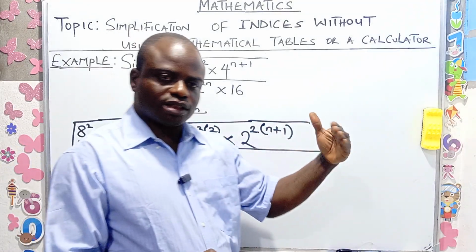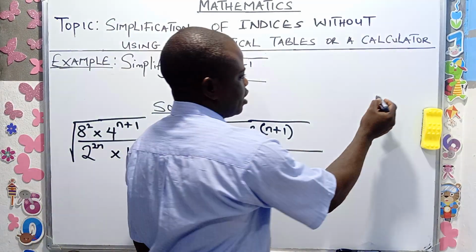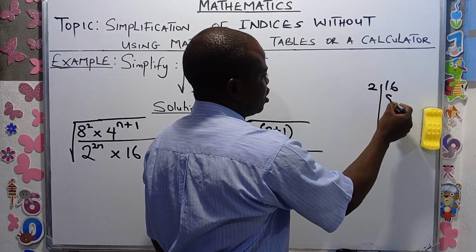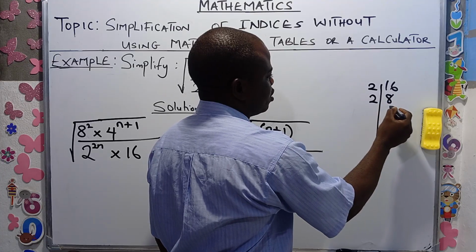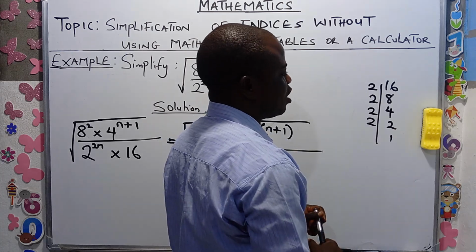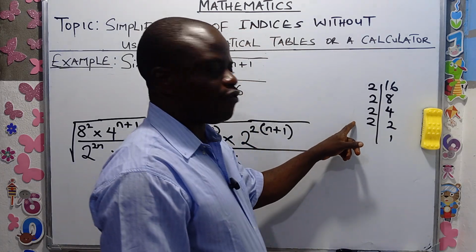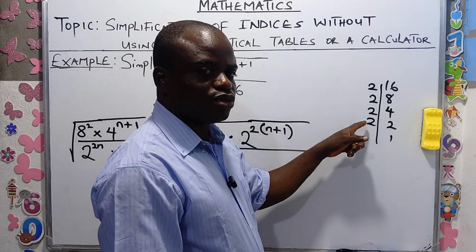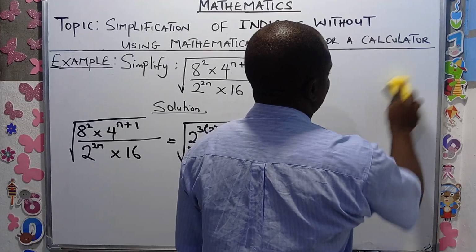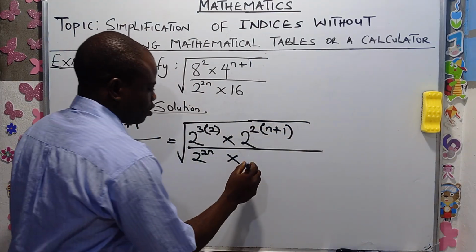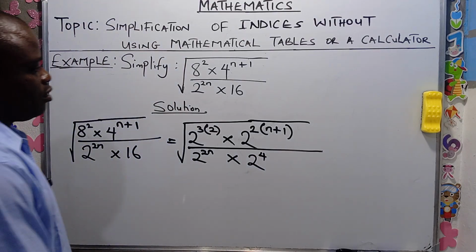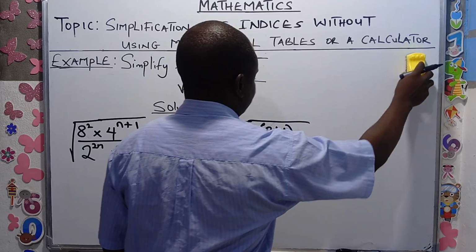We have to break 16 down likewise. If you don't know it, just write 16. 2 goes in 16, that's 8. 2 goes in 8, that is 4. 2 goes in 4, that is 2. 2 goes into 2, that is 1. That means 2 raised to power 4. See how many times you can see 2? It's 4 times: 1, 2, 3, 4. You are raising 2 to the power of 4. Now continue simplifying your expression.